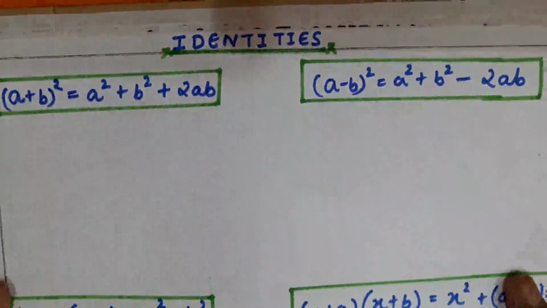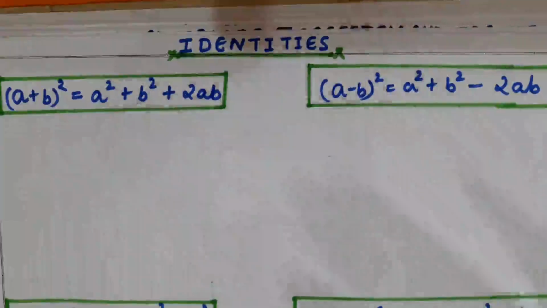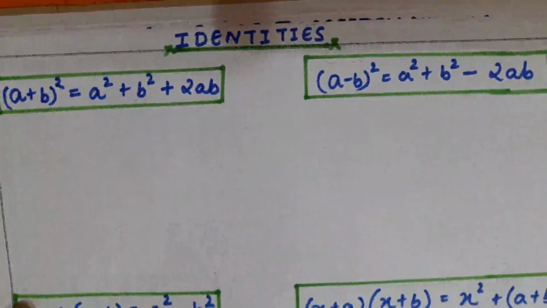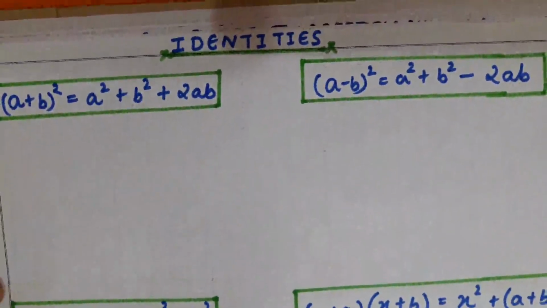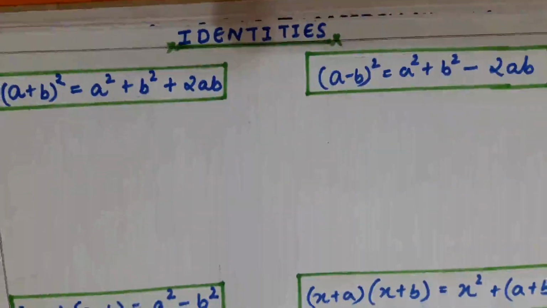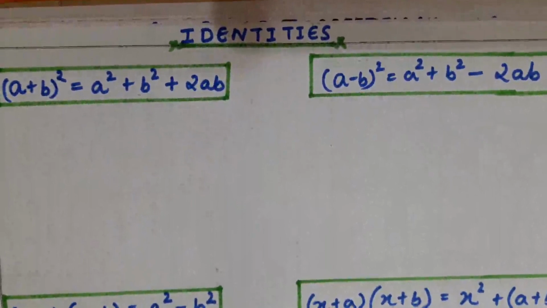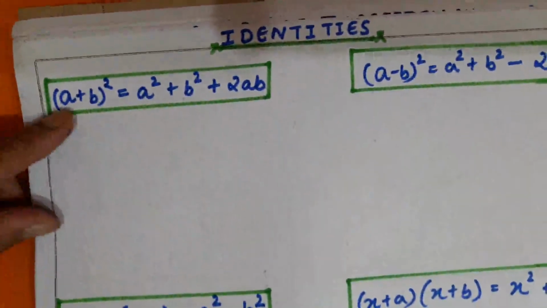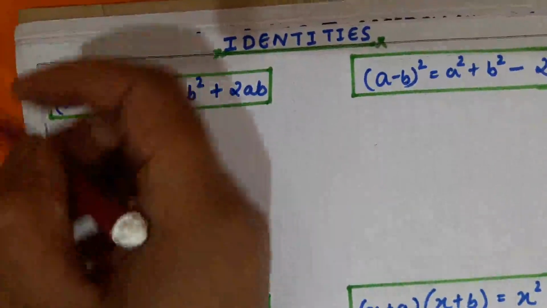Now our next topic is about identities. See children, in the first part we have discussed the algebraic expression. The second part of this introduction is about identities. Now we are going to talk about which formulas we are going to discuss in this chapter. The very first formula is (a plus b) whole square. (a plus b) whole square, we can write this.